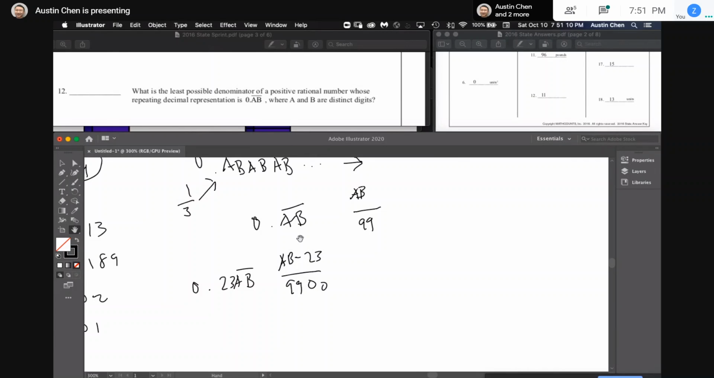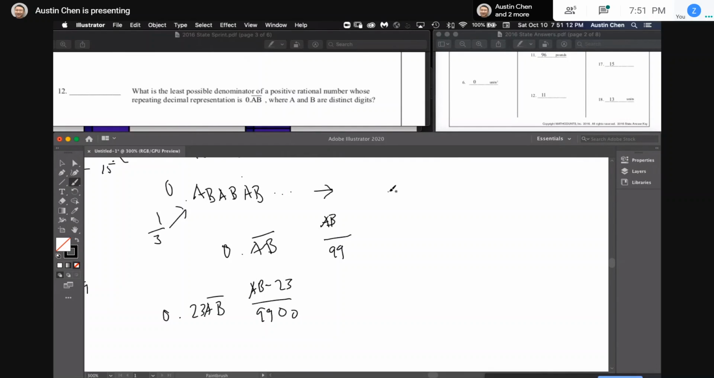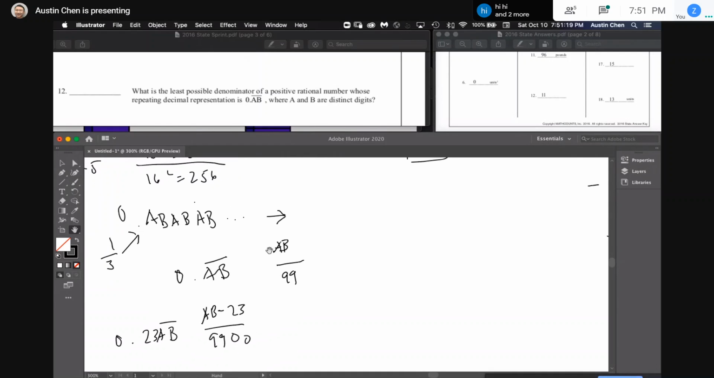But you can also solve this in a more proof-based way. If we say that this equals x, we can say that 100x is AB.AB repeating, right? But the .AB repeating is just x. So we can say 100x is AB plus x. So then 99x is AB, which means x is AB over 99, which is the same thing we got before.